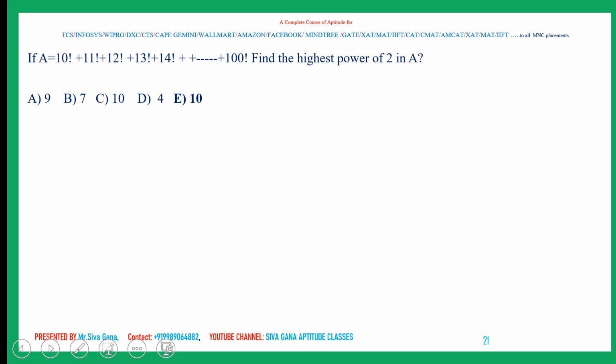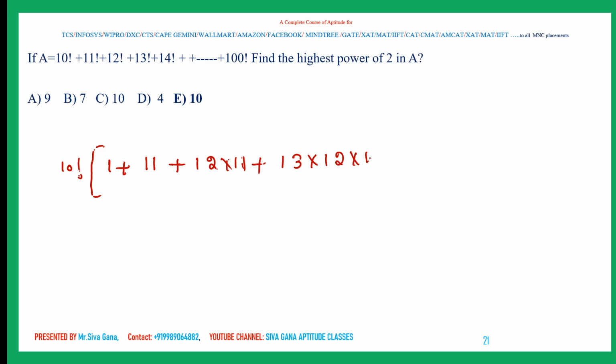Beautiful question has been given previously. Now 10 factorial plus 11 factorial plus consecutive terms. I am not wasting one more step, I'm just taking 10 factorial as common. 1 plus, in 11 factorial, 11 into 10 factorial, 10 factorial is common, plus 12 into 11 plus 13 into 12 into 11, plus and so on we are going to get.